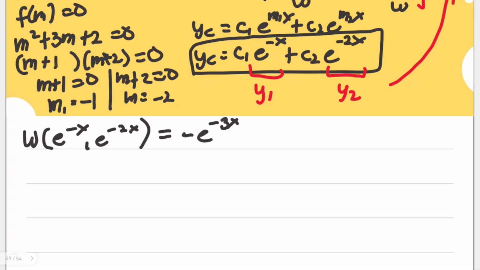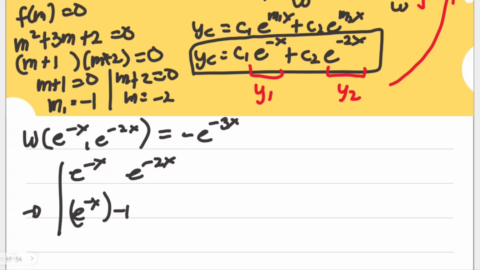Okay, this is the matrix we use to solve for this Wronskian. We have e to the power of negative x, e to the power of negative 2x. The second row will just be the derivative of the first entries on the first row. So you will have here itself times negative 1, and here negative 1 is the derivative of the exponent. And e to the power of negative 2x times negative 2, the derivative of the exponent as well.